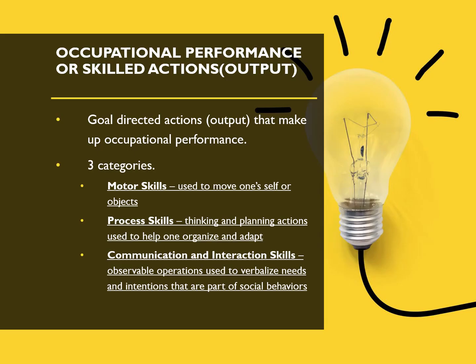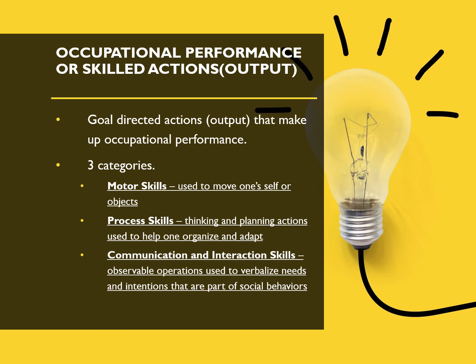All right. So our occupational performance or our skilled actions, that's the output. So when you look at that concept map that we looked at the beginning, where you had the input, the throughput, then we go to the output. That's where we're at now. That's where these body systems, mind, body system parts, come in. They're goal-directed actions that make up occupational performance.